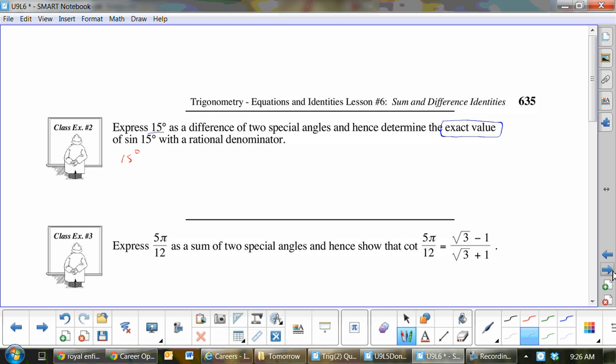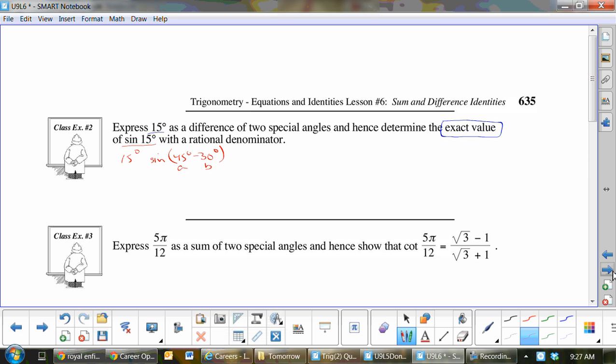Okay, so you can do 45 degrees minus 30 degrees. And I'm supposed to find the sine. So I want to find sine 45 minus 30. Now if you go to your fancy formula sheet, you can see that sine A minus B is sine A cos B minus cos A sine B. So I highly recommend doing this. Label them A and B so when you're going through you're not mixing them up.